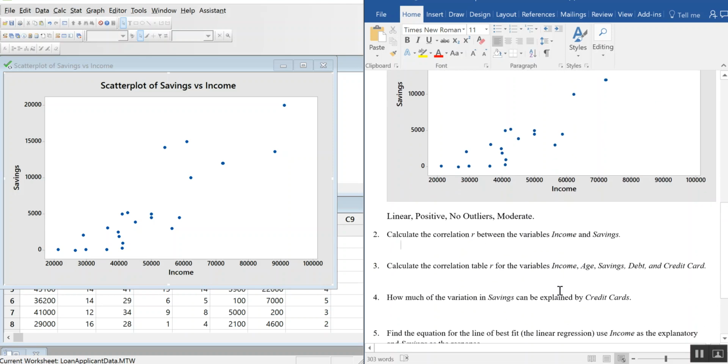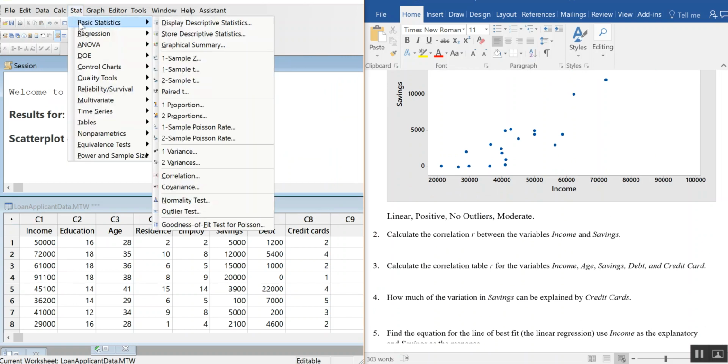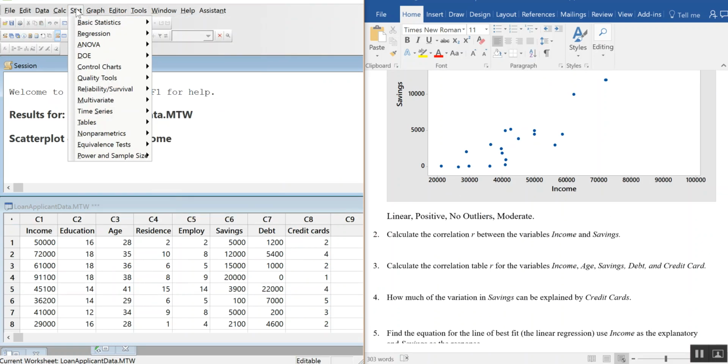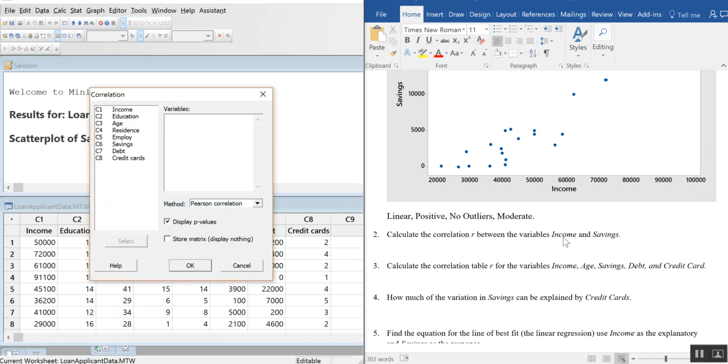Let's find a number that describes how these two are related, and that number is correlation. So to find correlation in Minitab, we go to Stat, Basic Statistics, and then you'll notice, oh, sorry, my mouse jumped. Near the bottom, there's correlation. So I can go ahead and click on that. And I'm going to put in income and savings. Oh, not debt. Sorry about that. Get rid of that guy. Wrong variable. I'm just double clicking to get this in.